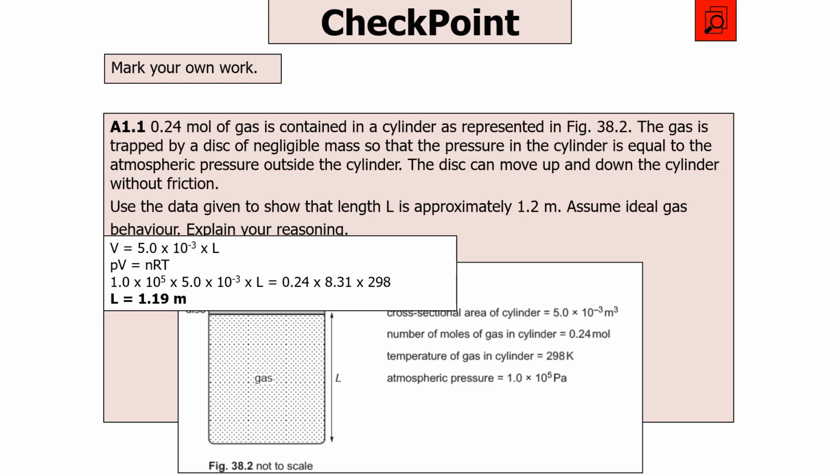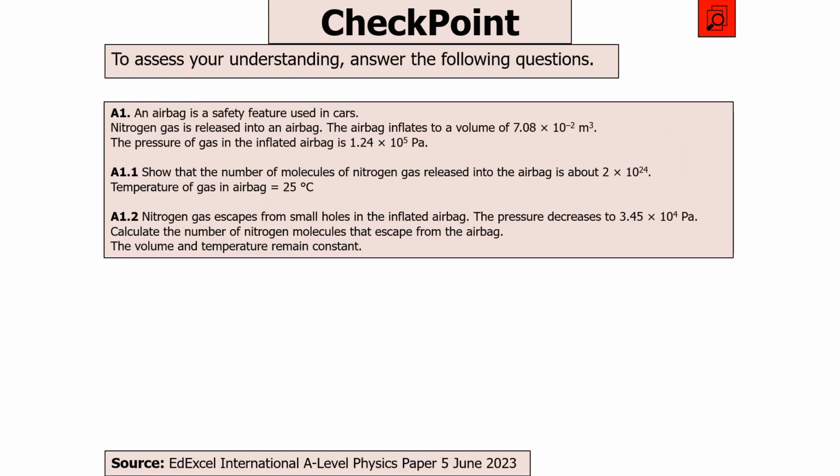The next question says, an airbag is a safety feature used in cars. Nitrogen gas is released into an airbag. The airbag inflates to a volume of 7.08 times 10 to the minus 2 meters cubed.